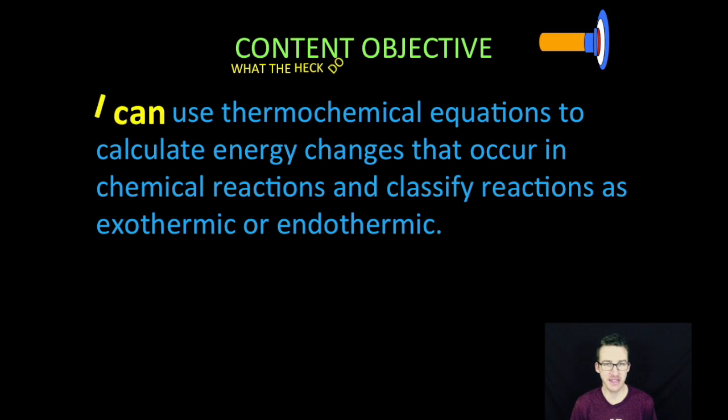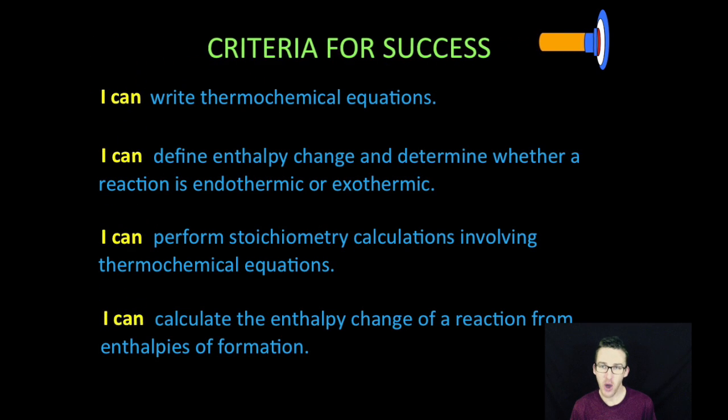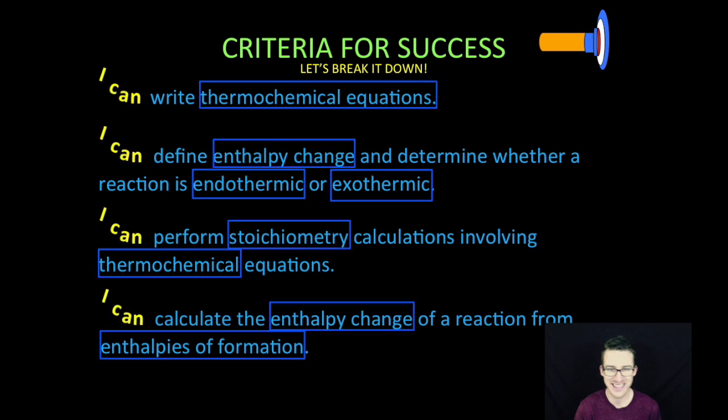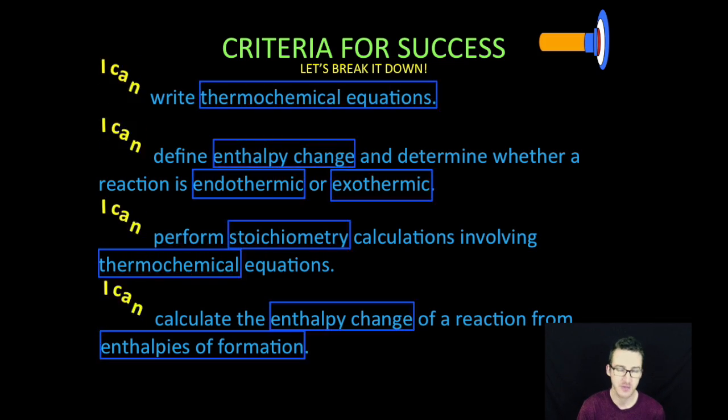Boylan, and in this video, what in the heck are we gonna do? We are gonna use thermochemical equations to calculate energy changes that occur in chemical reactions and classify those reactions as exothermic or endothermic. As always, breaking it down. And numero 4, we are going to then calculate the enthalpy change of a reaction from enthalpies of formation.